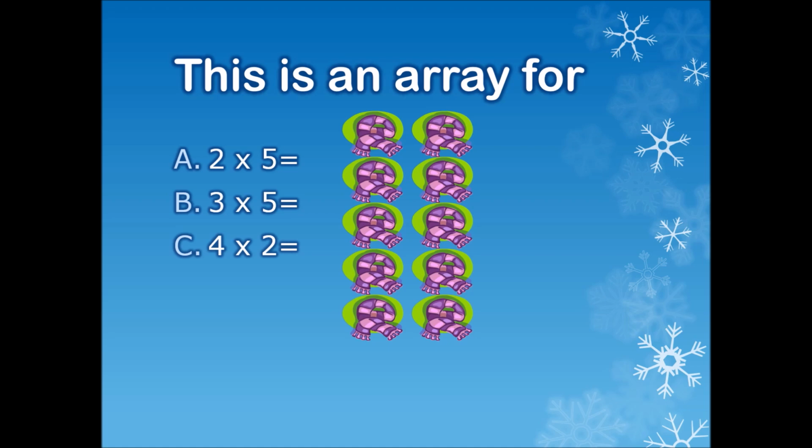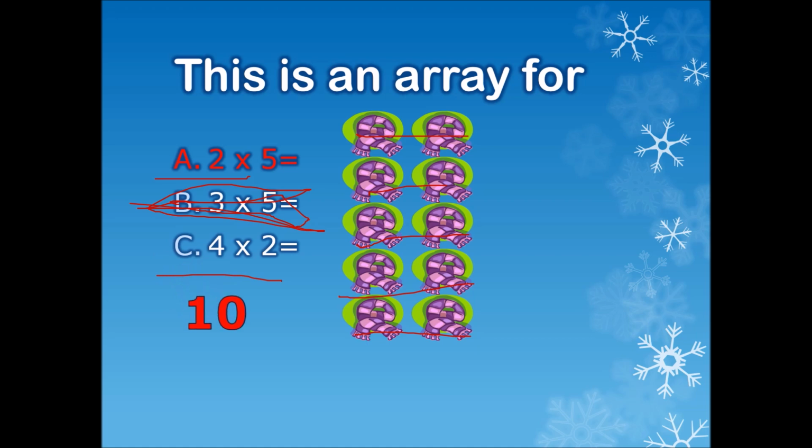The answer is, we have 2 columns, so it has to be either A or C. It can't be B because there's not 2 written in that equation at all. So let's count our rows now. Remember, rows go left to right. So let's count. We've got 1, 2, 3, 4, 5. Our answer is A. Did you get it correct?